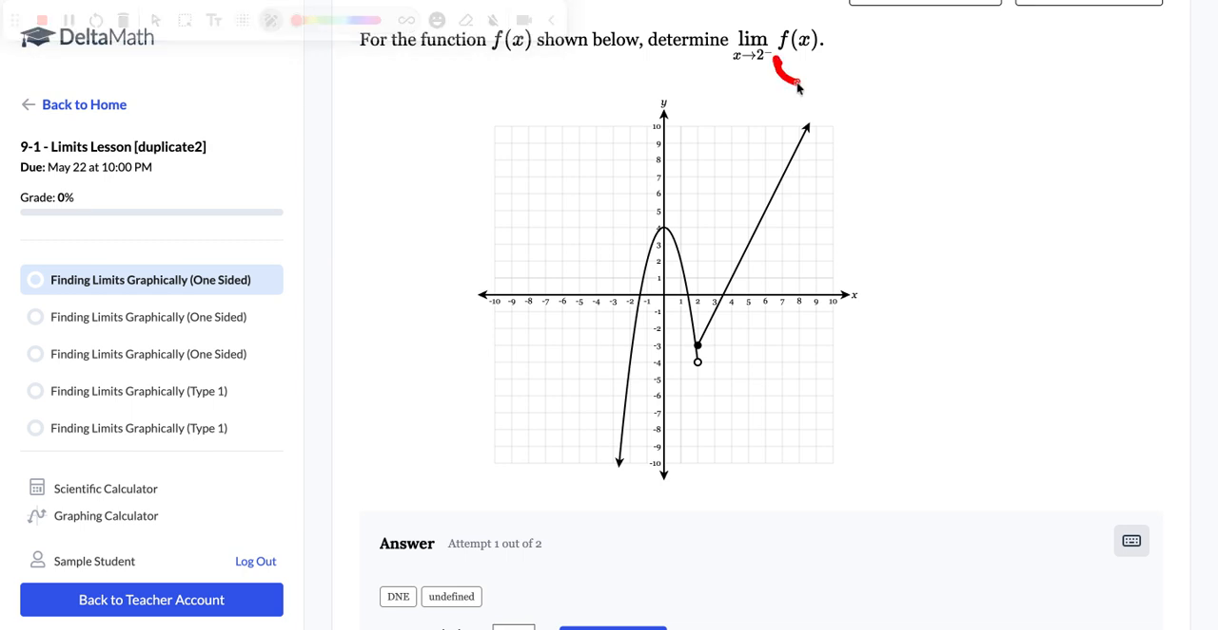I want to point out that this tiny little symbol right here doesn't really mean negative. It means from the left-hand side. If it was a tiny little positive symbol, it would mean from the right-hand side. What this is asking you to do is to analyze the function, which is here, and approach an x of positive 2 from the left-hand side. So you're tracing the function until you are approaching positive 2.